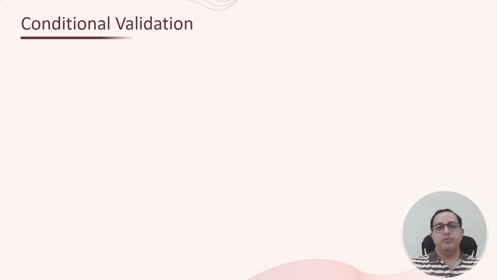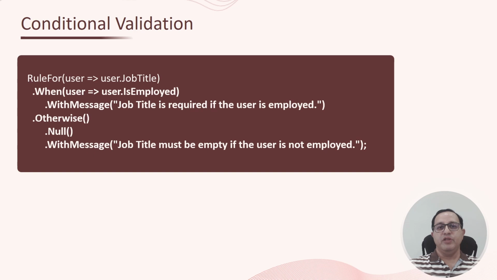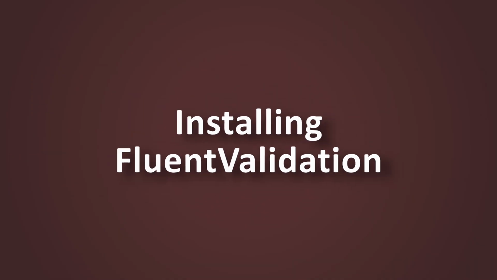Fluent Validation Library also supports conditional validation, which means your rules can be applied only when certain conditions are fulfilled. Here is an example of conditional validation where I'm using the When and Otherwise built-in methods of Fluent Validation Library. We are creating a rule to make the job title property a required property only when the user's is employed property is true. Otherwise, it will be treated as an optional property.